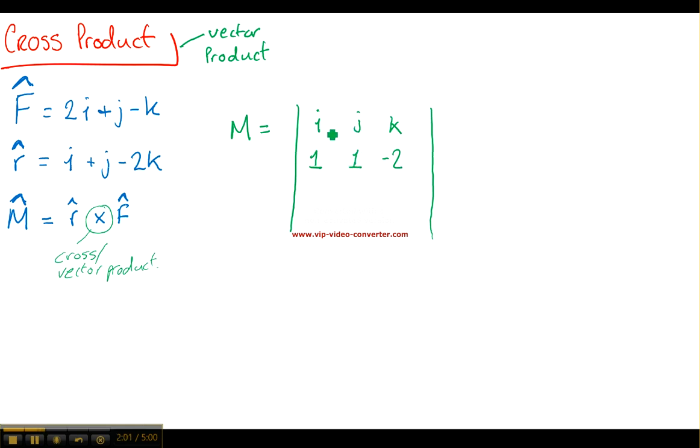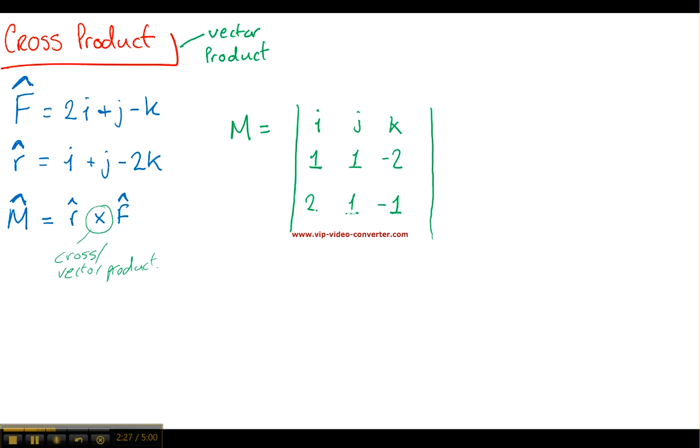So our first row, we just automatically put in i, j, and k. Our second row, we take the first thing that we're multiplying, and we just put in how many i's we got. We got 1 underneath the i, 1 for j, and minus 2 over here. And we do the same for the F. We know we have 2 i's, we have 1j, and we've minus 1k. So this will help us calculate the cross product.